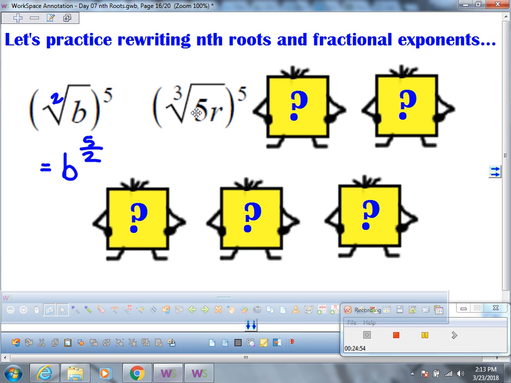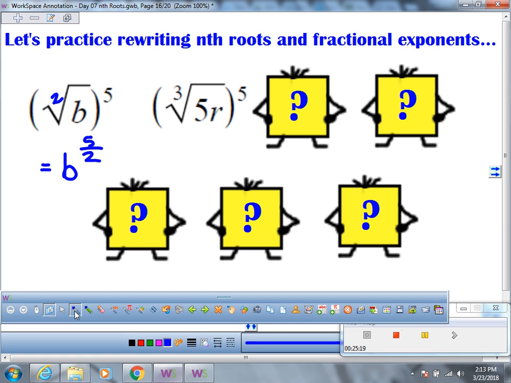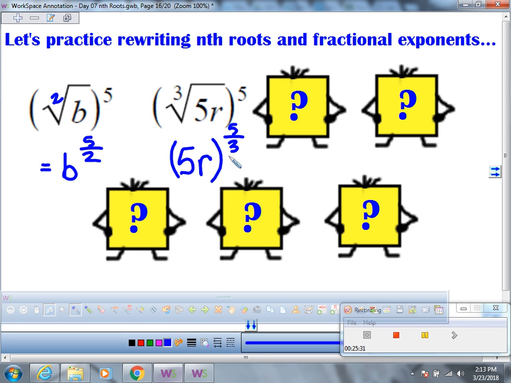Almost. Close. Taylor, close. Close. Close. No. Okay, you're all making the same mistake. This is 5R to the 5/3. Some of you had just 5R to the 5/3, which would imply that only the R was to the 5/3, when they both are. Next.